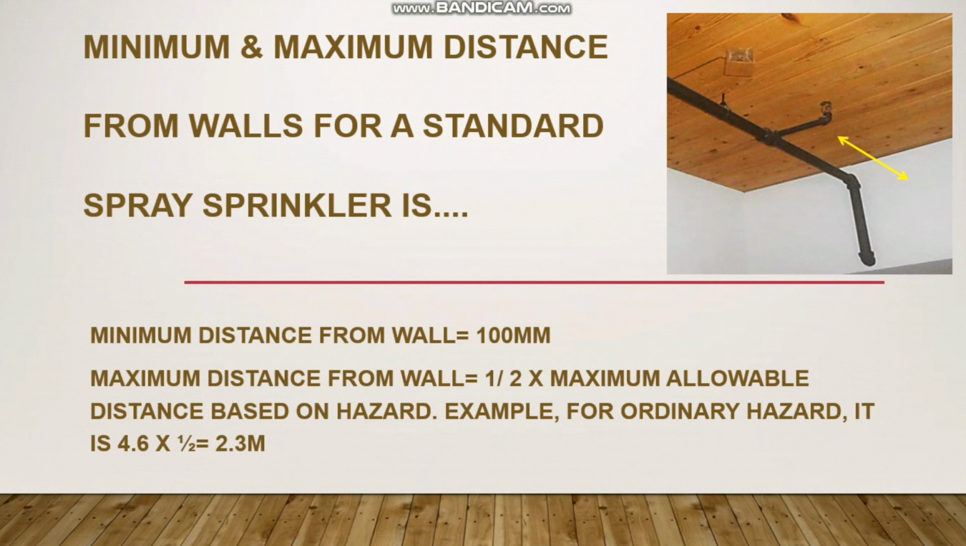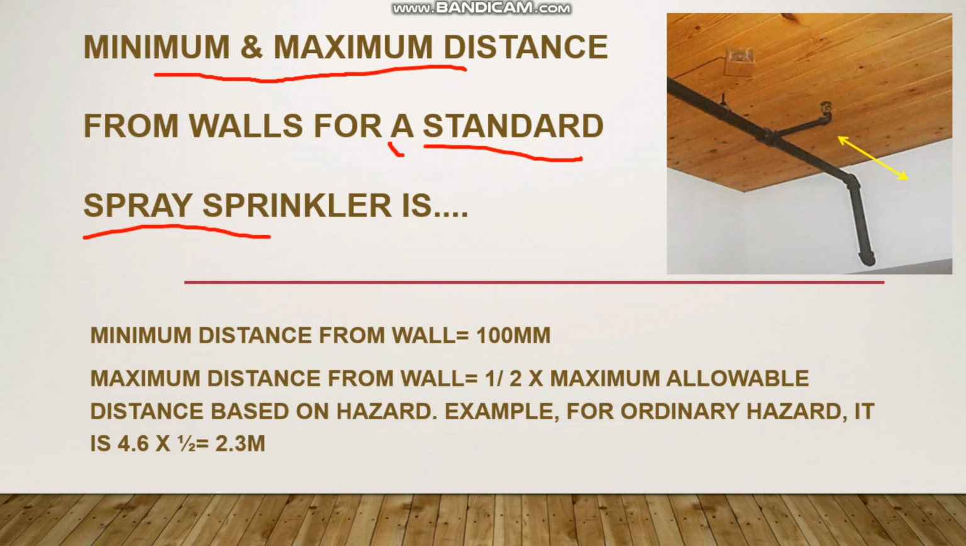The next question is, what is the minimum and maximum distance from walls for a standard spray sprinkler? First of all, standard spray sprinkler as per NFPA 13, the definition is upright sprinkler, pendant sprinkler and sidewall sprinkler are called standard spray sprinklers. Okay, other than this one, we have lots of sprinklers like extended coverage, ESFR, CMSA.